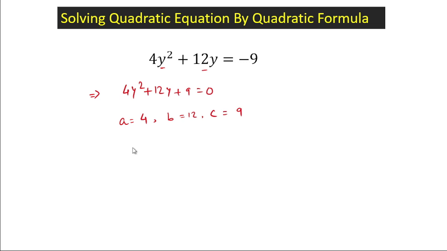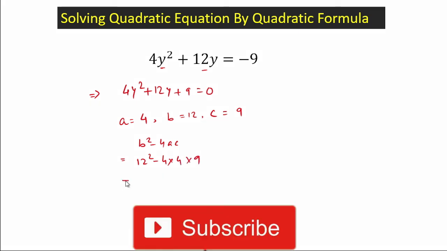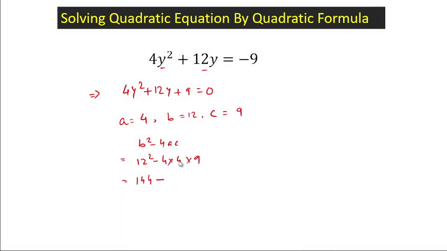From here we can take out the value of b square minus 4ac. In place of b we will write 12 square minus 4 multiplied by the value of a, which is 4, and the value of c, which is 9. 12 square, 12 times 12 is 144, minus 4 times 4 is 16, 16 times 9 is 144, which is equal to 0.